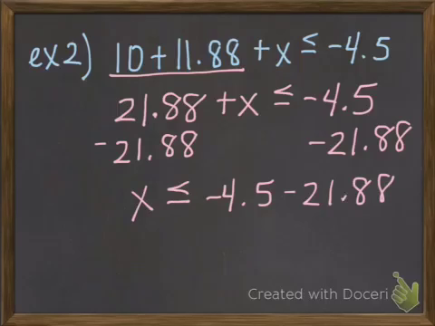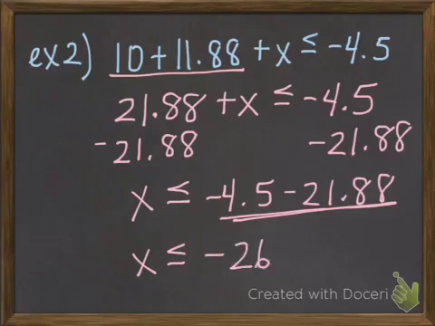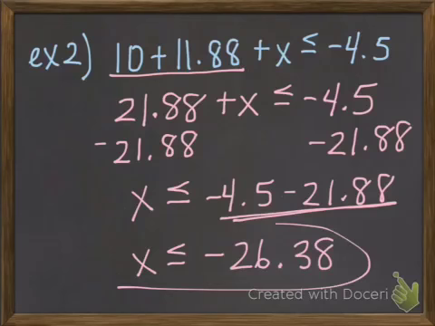Now I know that this combined with everything else you're learning can get really confusing. So I will allow you to use your calculator for some of these to double check your work. You should get x is less than or equal to negative 26 and 38 hundredths. Now, we're not finished yet. We need to graph it, and then we need to check our work as well.